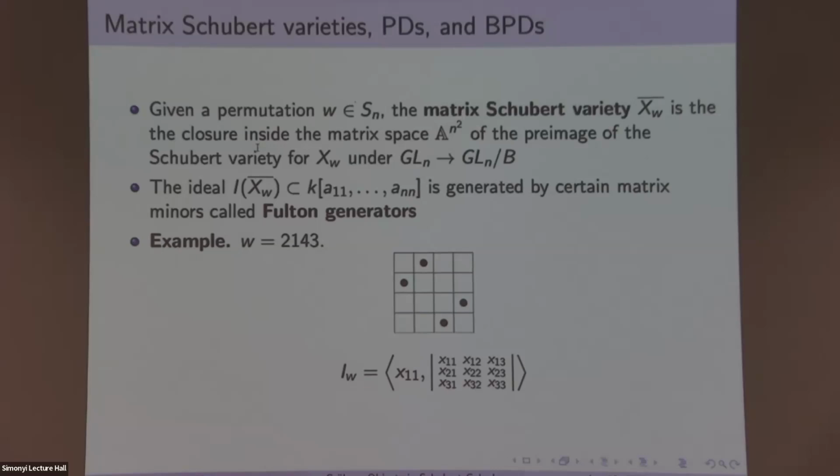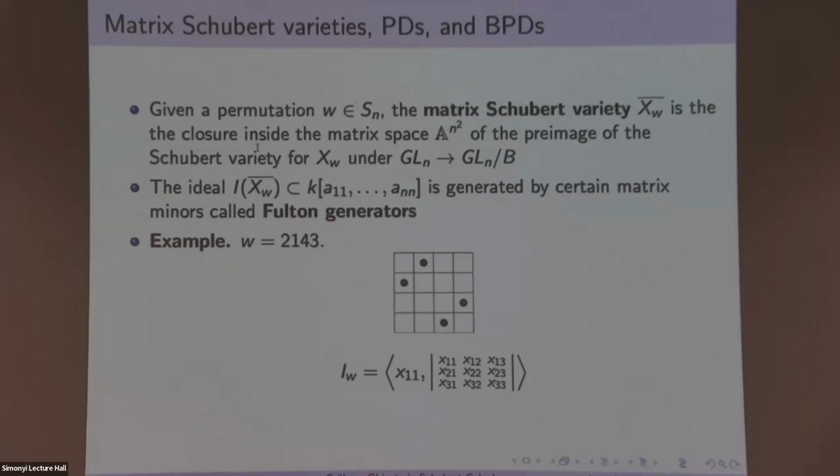So I can use a lot of commutative algebra and algebraic computation tools to study these matrix Schubert varieties. And they also are closely related to the Schubert varieties in the complete flag variety. For these matrix Schubert varieties, I can explicitly write down the generators for these ideals. These are called Fulton generators.